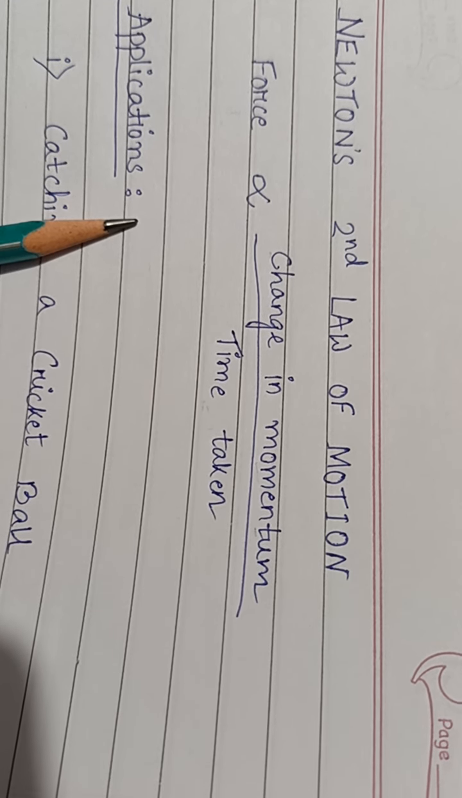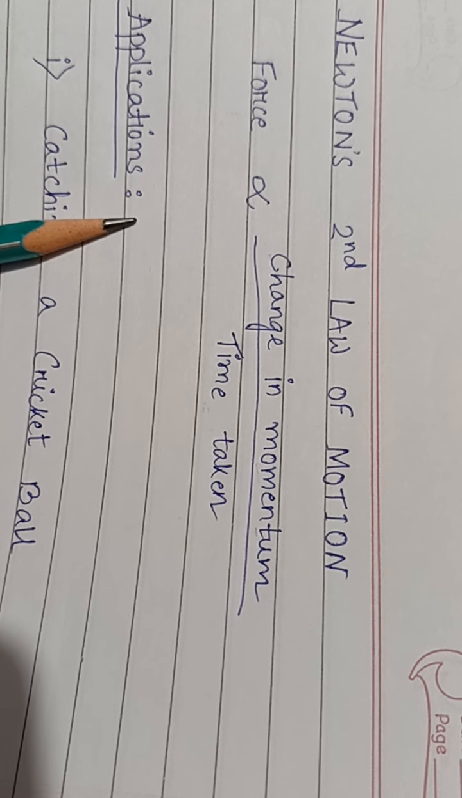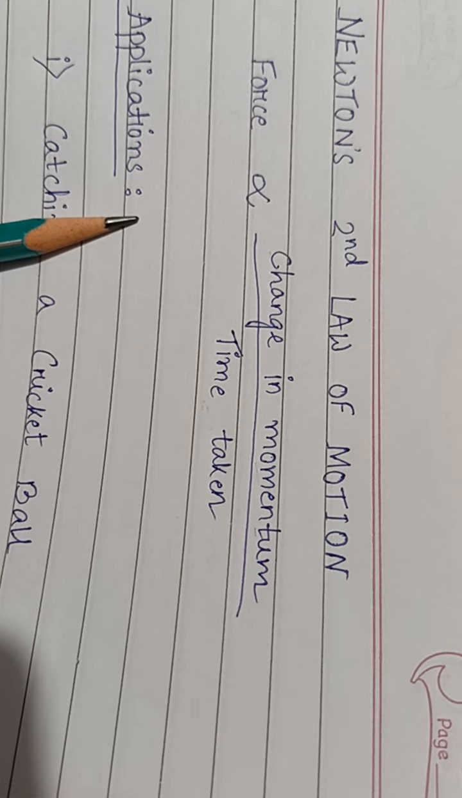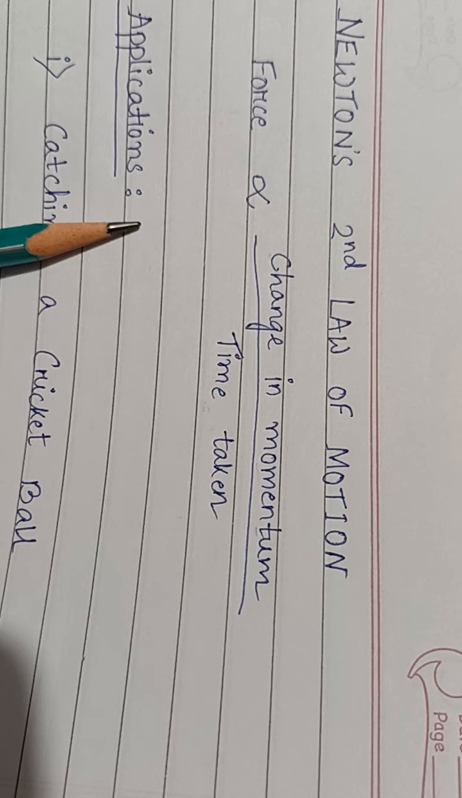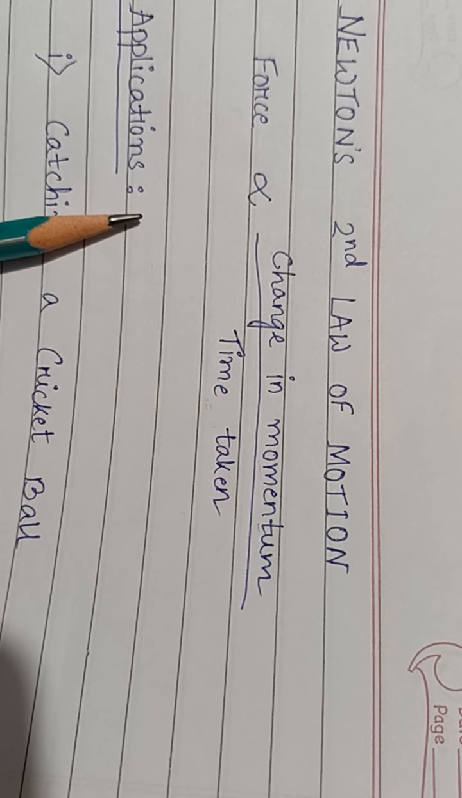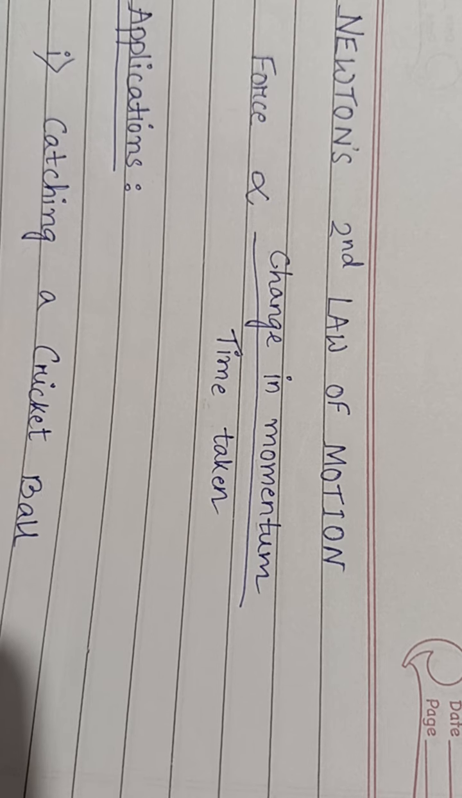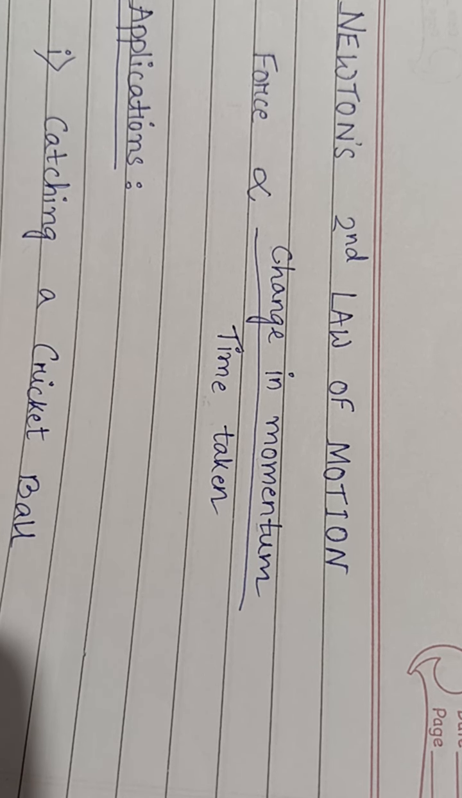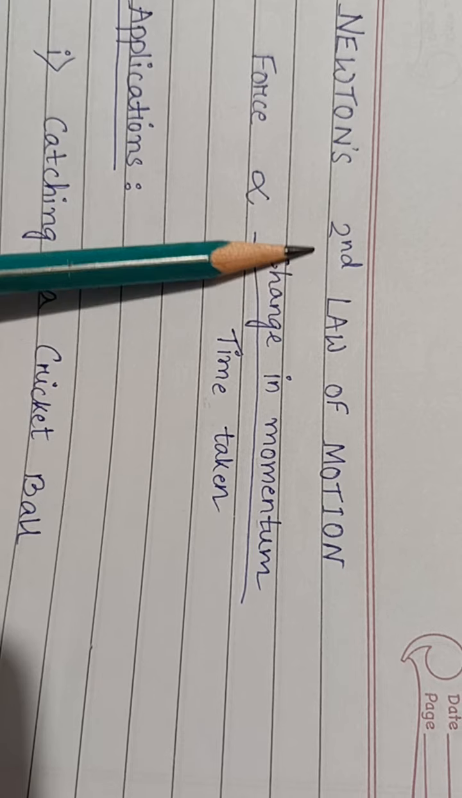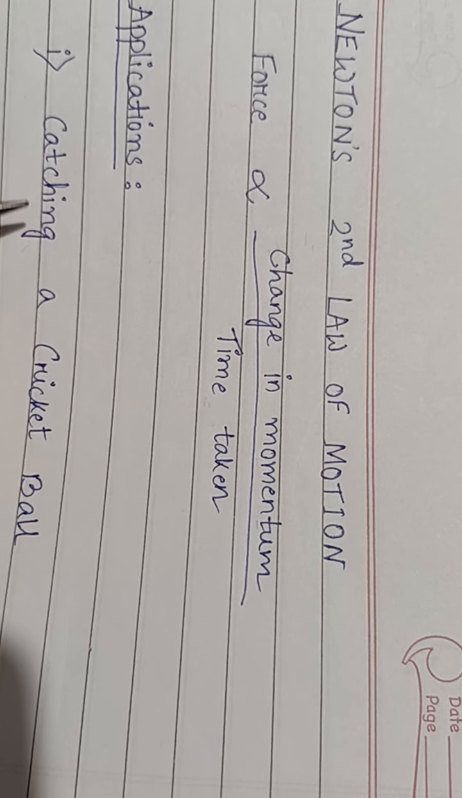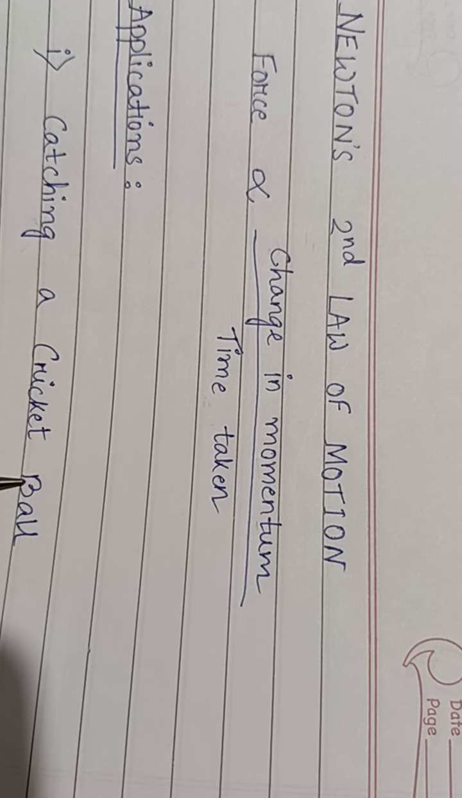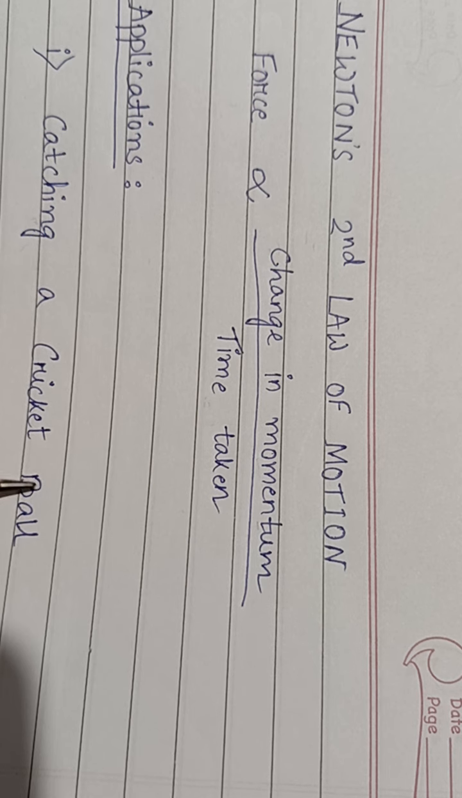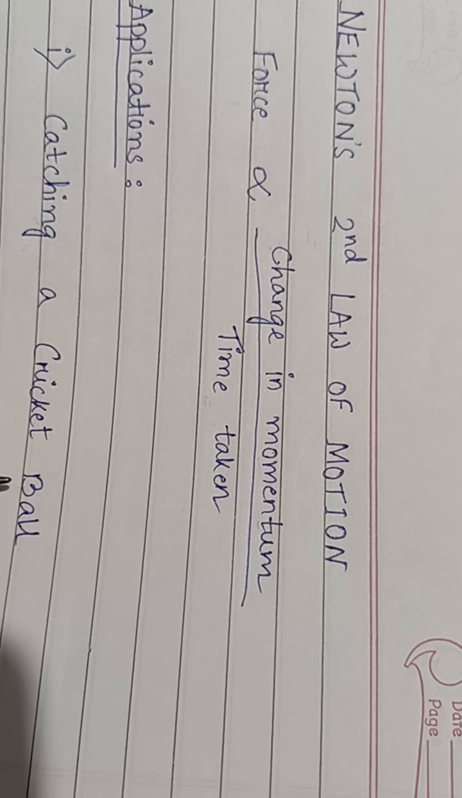When a fielder is going to catch a fast moving ball, you observe that he always moves his hand backward. Why? Here Newton's second law is applied. Let's see. The first application is catching a cricket ball. Let's see how Newton's second law is applicable here. You can see this picture.